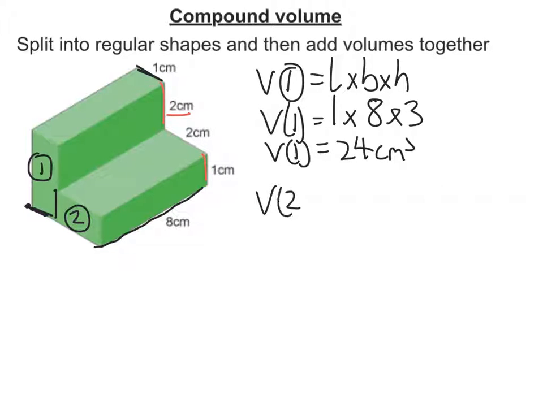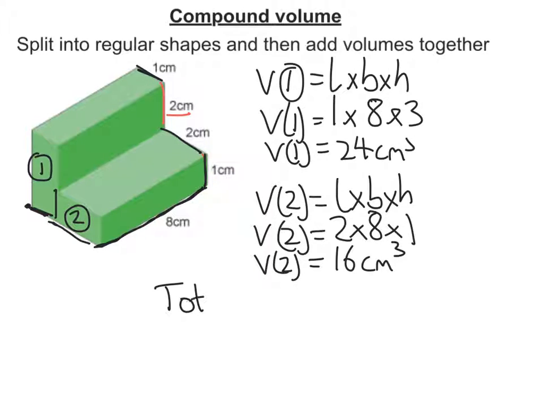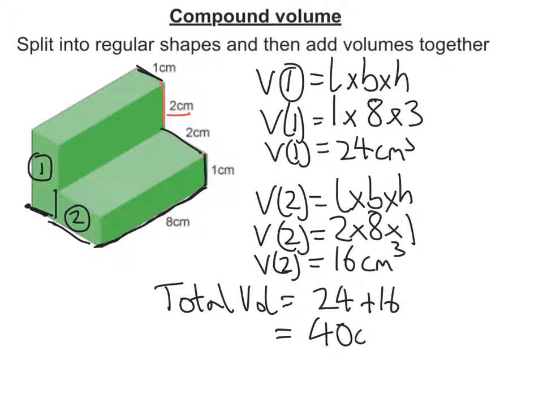Volume of 2, well, that's again L times B times H. A little bit easier to see this one. The length of it is from here to here. Well, that's the same as that one there, so that's 2 centimeters. Its breadth is 8 centimeters. And its height, well, it's only a little height here. It's just that 1 centimeter. So this volume of 2 is 16 centimeters cubed. So the total volume, which is what I would like, is going to be 24 plus 16. So it is 40 centimeters cubed.